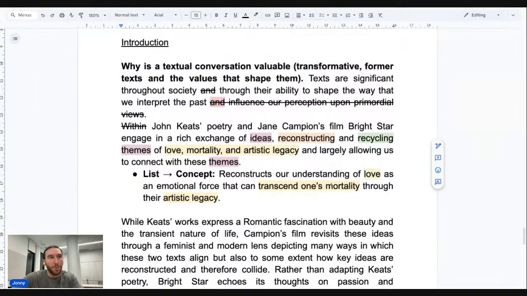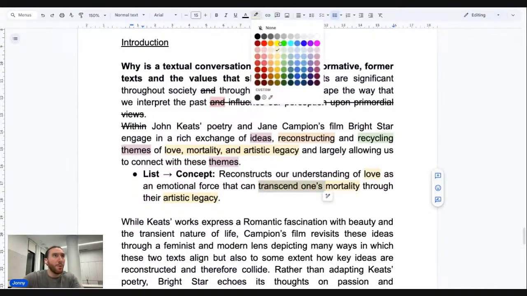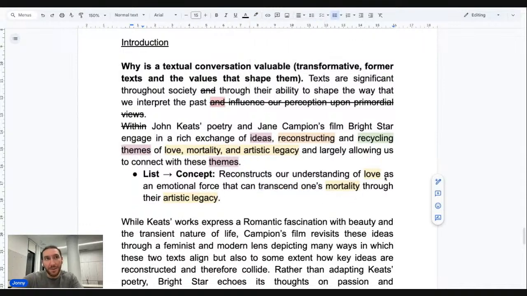Now, you don't have to do it with all three, but I just really wanted to emphasize how you can avoid that listing. You avoid the word "and," you avoid the commas, and you use a word like "as." Love as an emotional force that can transcend. See, that "can" means you're going to tell me a cause and effect. It can do this. It can lead to this. Okay. Hopefully that is making sense to all of you looking at that.